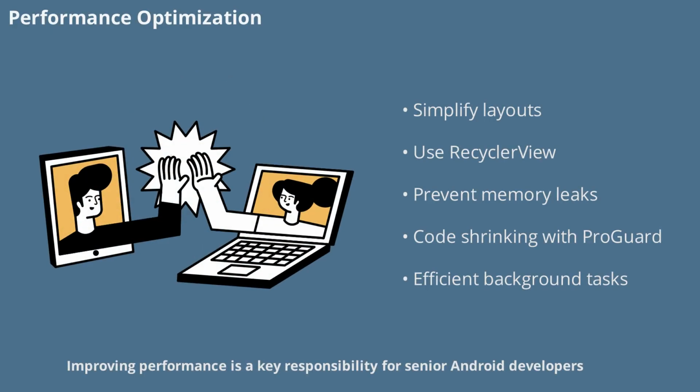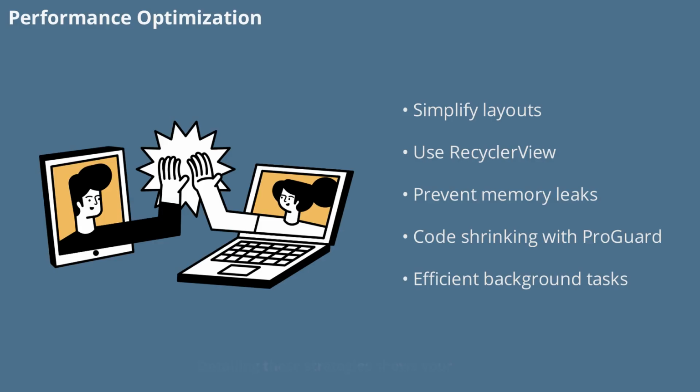Improving performance is a key responsibility for senior Android developers. Interviewers may ask about strategies you use to optimize apps. Effective answers include simplifying layouts by reducing their depth, using RecyclerView instead of ListView, preventing memory leaks with weak references and proper lifecycle management, and leveraging ProGuard or R8 for code shrinking and optimization. Running background tasks with WorkManager or coroutines also boosts efficiency. Detailing these strategies shows your practical approach to building high-performance apps.